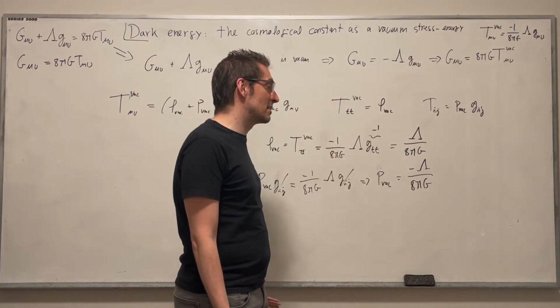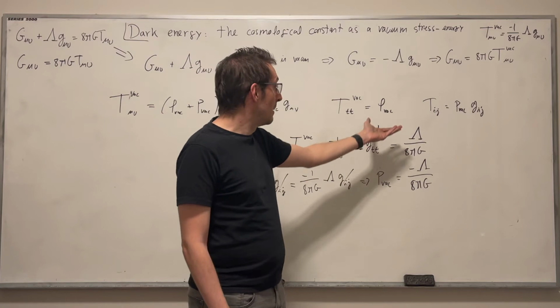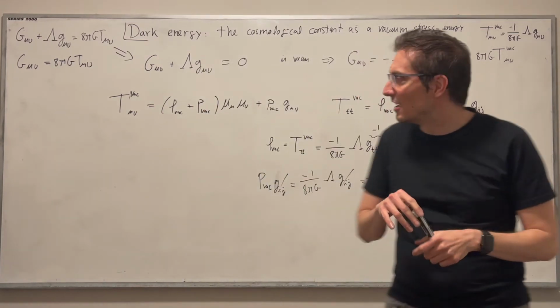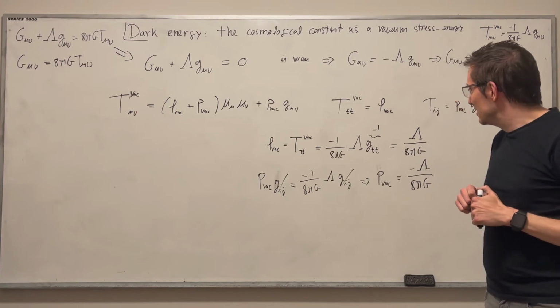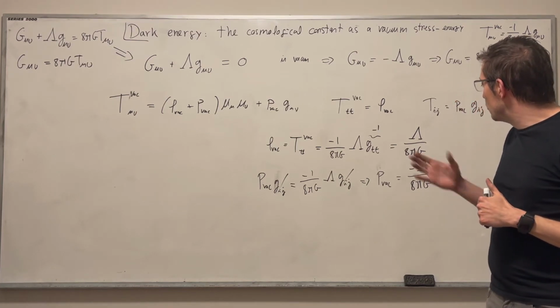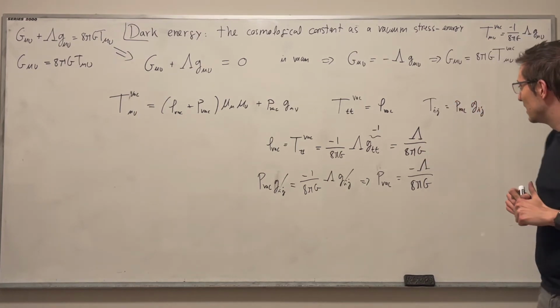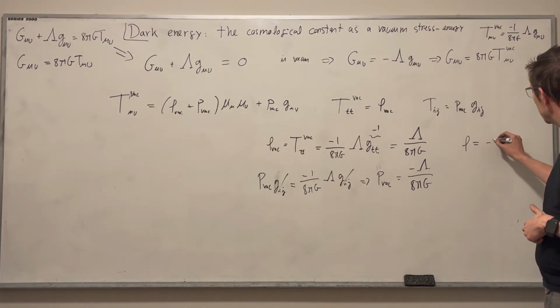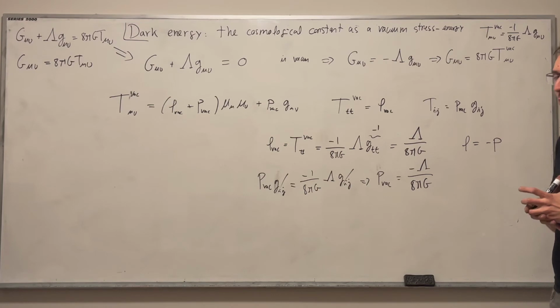If the cosmological constant is negative, you have a positive pressure, but then you have a negative energy density. And this is a funny fluid, very funny fluid. All right, you can tell what the equation of state is. The equation of state for this is rho equals minus P. Ah, that's a weird equation of state.